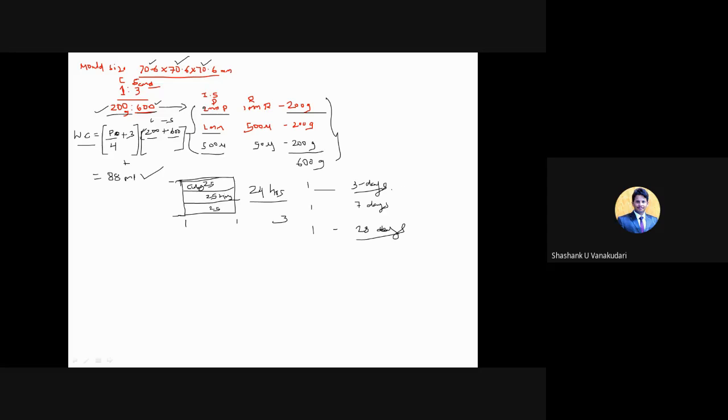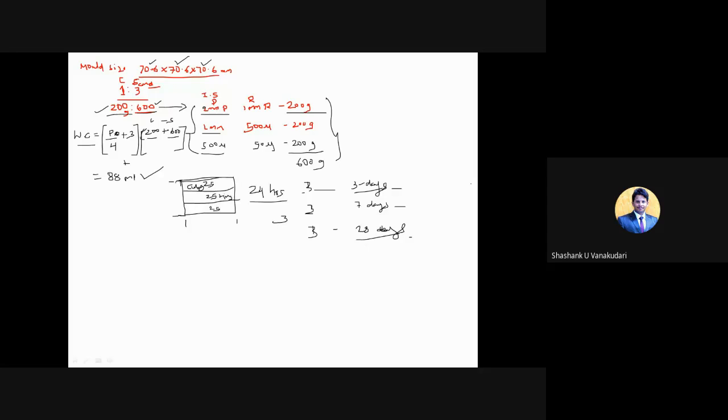Clear? So for 3 days, 7 days, and 28 days, we can prepare the required number of cubes. We can prepare 3 cubes for 3 days curing, 3 cubes for 7 days curing, and then 3 cubes for 28 days of curing. Clear? So as per the requirement.